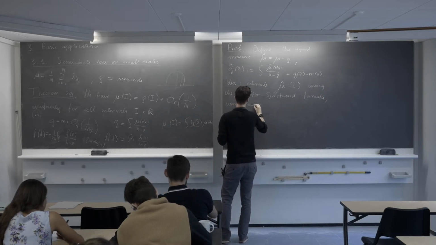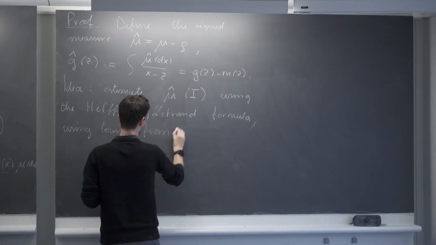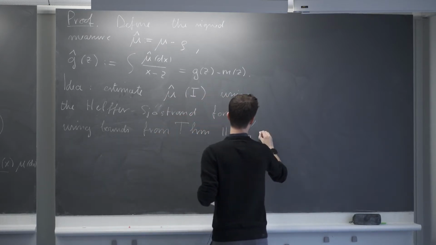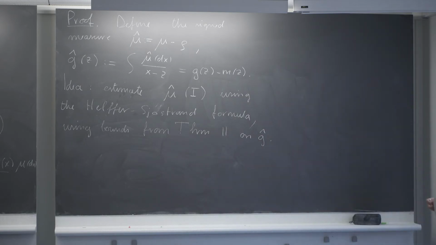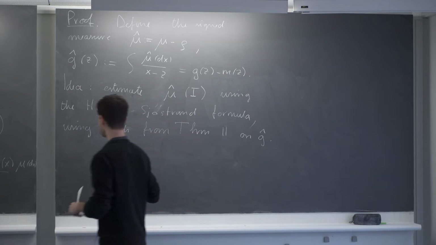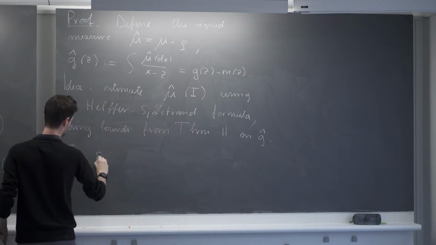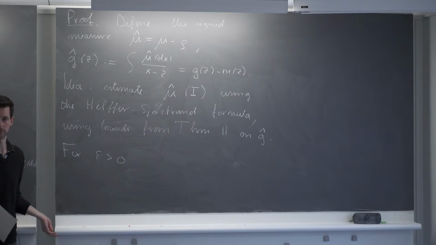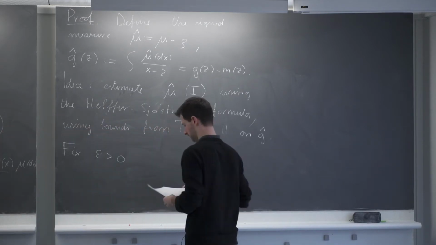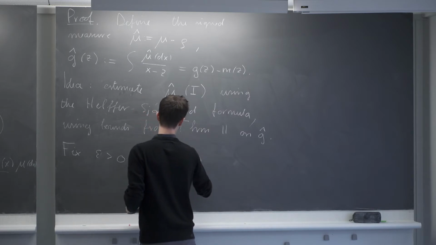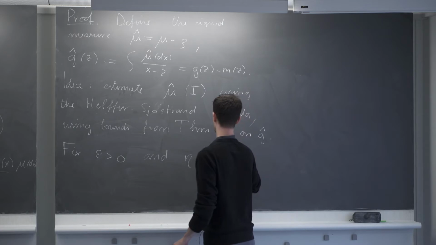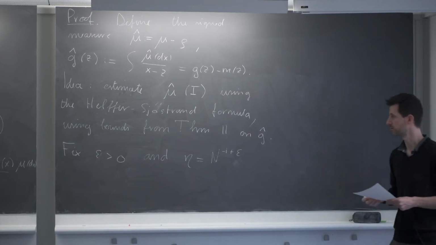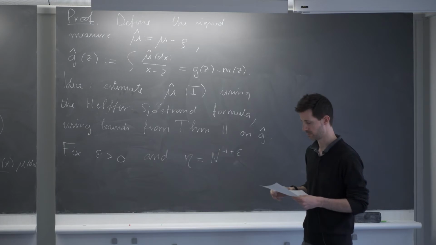Using bounds from theorem 11 on g hat. So theorem 11 gives us optimal bounds on g hat. So let's start. So we will fix. So we will need to integrate functions and be quite precise. So now we have to unpack the definition of this stochastic domination and all that. So let's give ourselves an epsilon. And I will take an eta, which is equal to n to the minus 1 plus epsilon. This is the smallest scale on which this approximation from theorem 11 is valid.